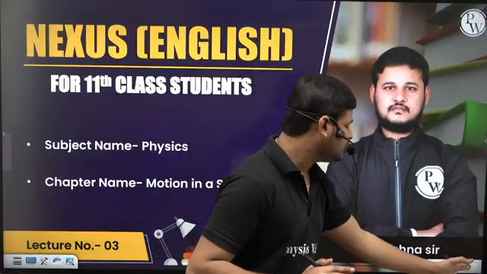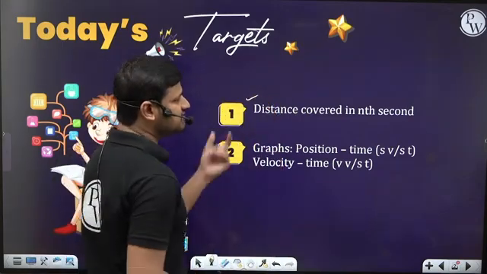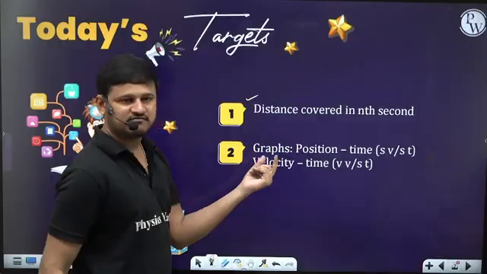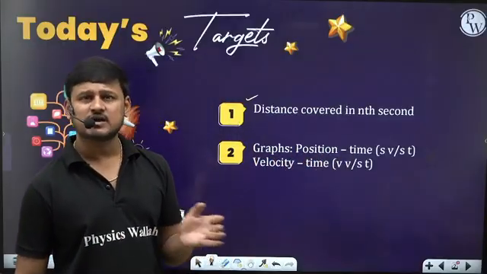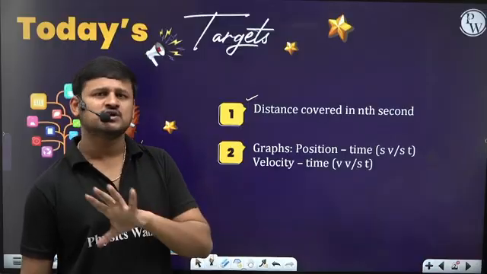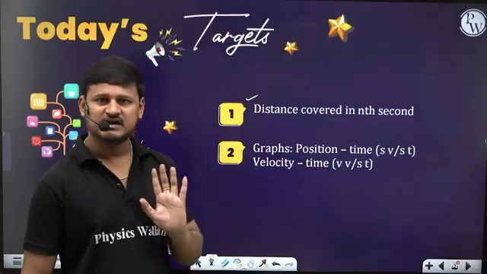Our two main goals in today's class are, first, let's find the distance covered in the nth second, and then the graphs: the position time graph and velocity time graph. The acceleration time graph is not a part of our syllabus, so we are not going to study it. I'll just give an introduction to that.